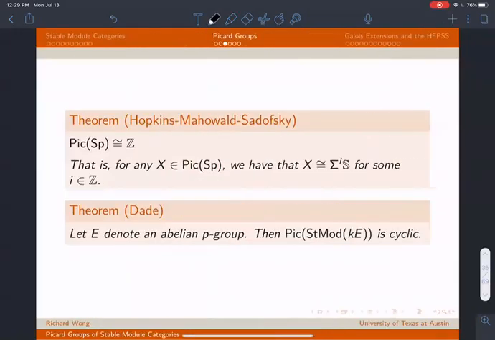And the theorem that I'm going to sketch the proof of was originally due to Dade. He computed the Picard group of the stable module category for E elementary abelian, so (Z/p)^n, and he showed that it was cyclic as well. Dade used representation theory in his proof, and Akhil Mathew came up with a proof using Galois descent.